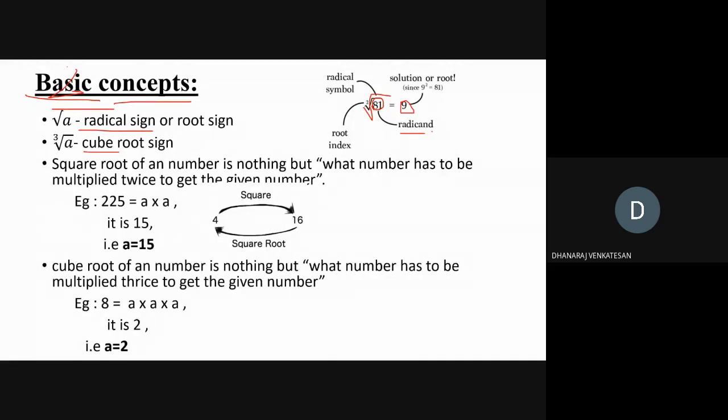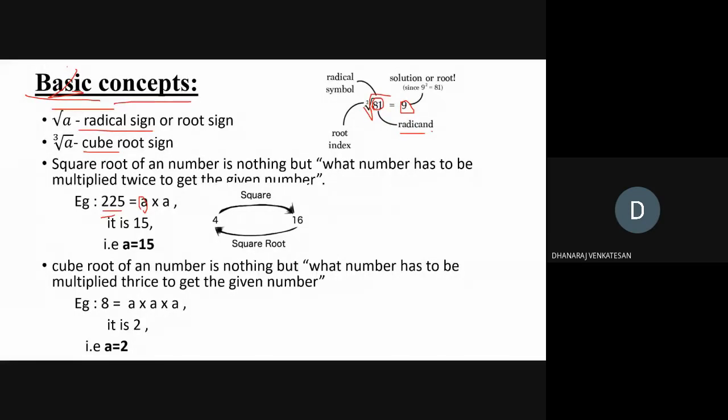If you multiply two numbers, you will get an answer. For that answer, you have to find which number you have to multiply twice. That is known as the root. A number has to be multiplied twice to get the given number. That is a root for the given number. Here we have 225. Some number has to be multiplied twice. That is known as the root of this number.